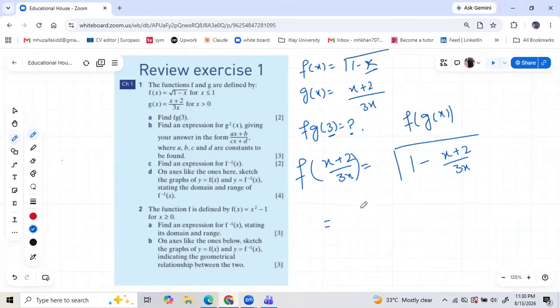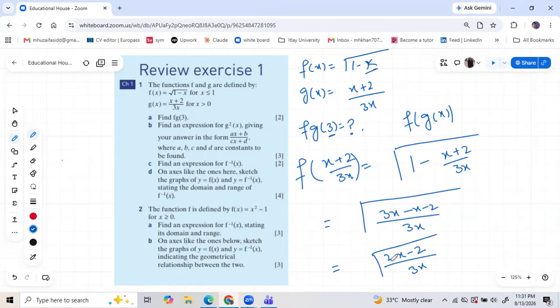We are taking our LCM under root. This is 3x, so 3x minus x minus 2. Look at it here, 3x minus x is 2x, so it is 2x minus 2 over 3x, taking under root on both sides.